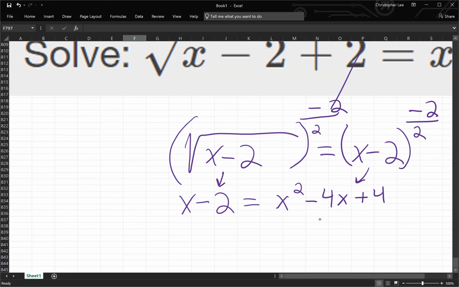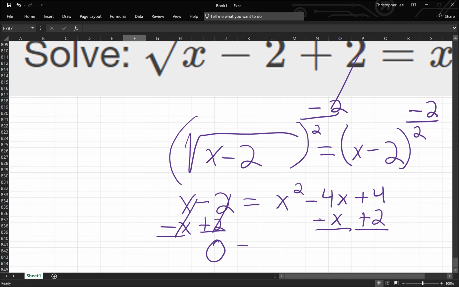It's all good. So solve for x, that's what I want to do. So I'm going to add 2 over here. What I do to one side, I got to do to the other. I'm going to subtract x from over here. What I do to one side, I got to do to the other. So now what do I have? 0 is equal to x squared minus 5x plus 6.